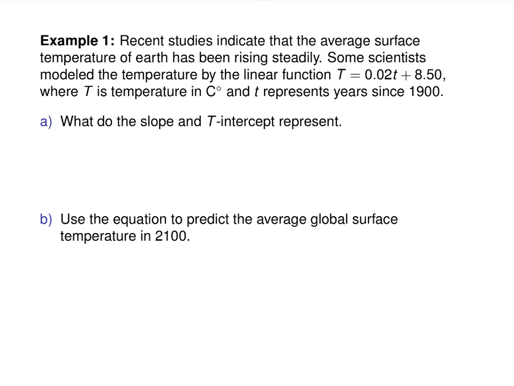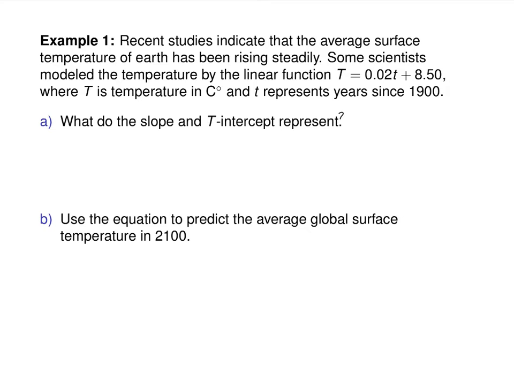Okay, so here's another example. Recent studies indicate that the average surface temperature of the Earth has been rising steadily. Whether or not why, we're not going to discuss, but it has been going up. Some scientists model the temperature by this linear function: T is equal to 0.02t plus 8.5, where capital T is the temperature in degrees Celsius and little t represents years since 1900. So what do the slope and t-intercept represent?